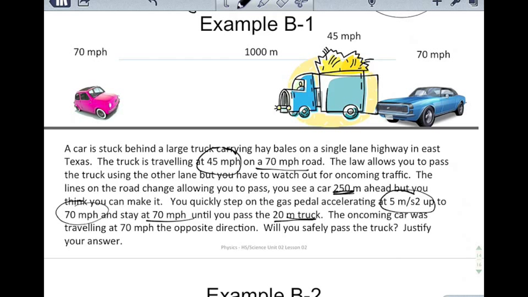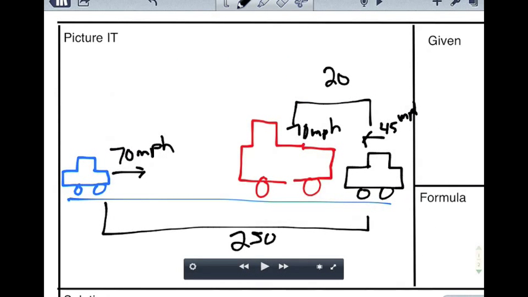And you want to know if it's safe to pass the truck, and it wants you to justify your answer with equations. So you want to know, can you go ahead and pass this truck and make it in time in this 1,000 meters that's in between you? Okay, this is a tough question. It's got a lot going on, so let's take a look at what we've got.